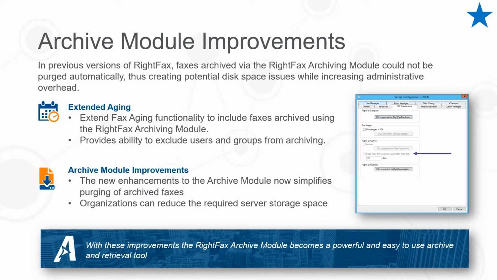Okay, the RightFax archive module was introduced in RightFax 16.4 and allowed you to set aging rules to auto-archive your faxes to an archive database. These faxes can be retrieved directly from the web and fax utility using the new archive folder. Now with RightFax 16.6, the archive module has additional improvements, including the ability to exclude users and groups from archiving and the ability to set purge dates to remove faxes from the archive.